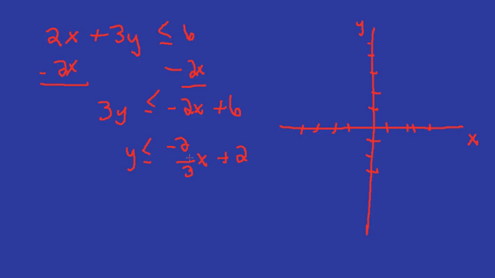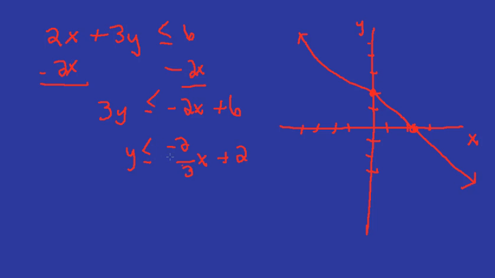There are a few ways to graph it, but the easiest way probably is to plot your y-intercept. So I'm going to go up 2, put a dot. I'm going to use my slope to get to my next point, which means rise negative 2, run 3. Go down 2 over 1, 2, 3, put another dot, draw a line. Since it says less than or equal to, I can go ahead and draw a solid line. If it was just less than, I would draw a dotted line.